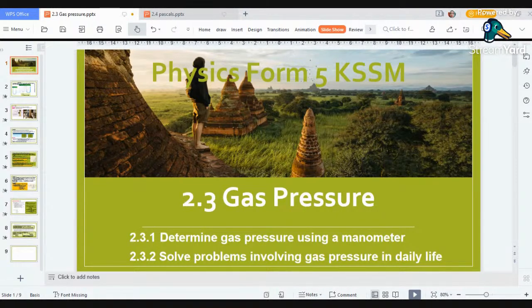Okay, now I will continue with 2.3 gas pressure. Actually, for 2.2, the problem solving, you can try to answer first. That one we'll discuss in the class. So I just proceed to 2.3, gas pressure. You can refer to the textbook and also your notes. I'm using PowerPoint.